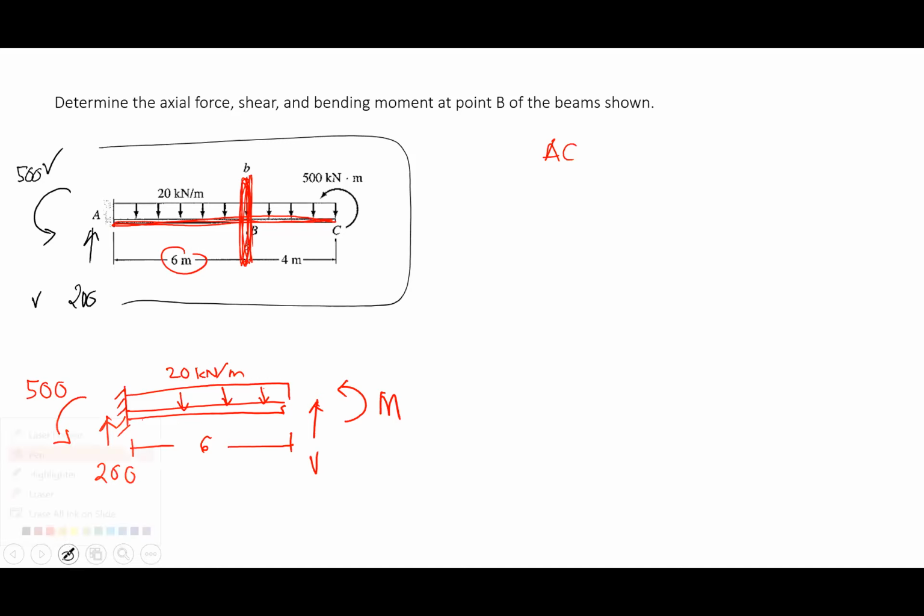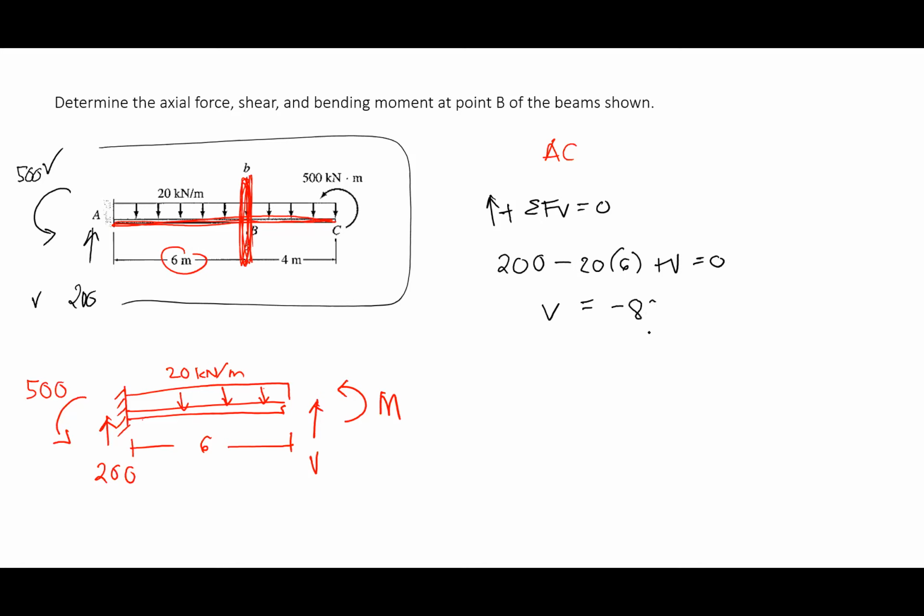How do we do that? Tulad ng sample ko, simple lang. Mag-summation of forces vertical kayo equal to 0. Assume positive upward. We have upward 200. And then downward 20 times 6. Tapos upward V. So, ang internal shear niya is 200 minus 20 times 6. This is 80. Positive 80 transforms to negative 80.